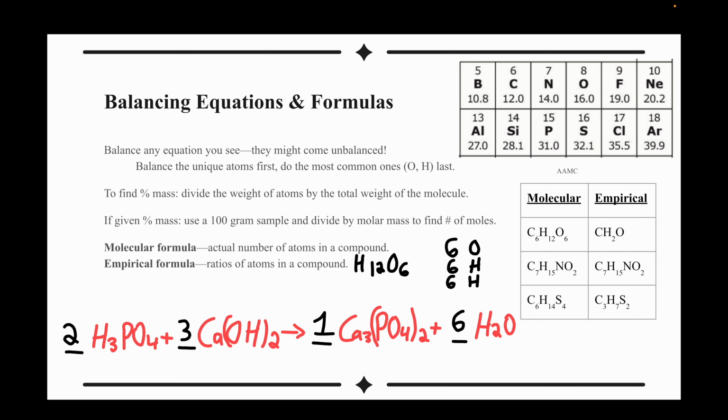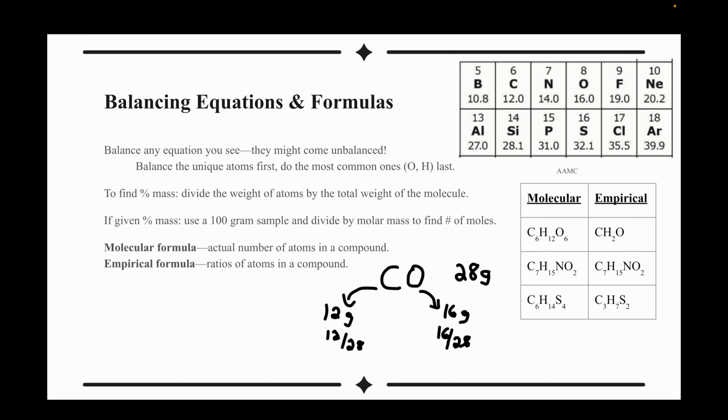Okay, next up, talking about percent mass. If you're asked to find percent mass, you need to divide the weight of atoms by the total weight of the molecule. Let me write out an example now. Okay, so let's say we have the molecule carbon monoxide here, and we're asked to find the percent mass of carbon and oxygen in this molecule. What we need to do is find the total weight of this molecule, which we can do by adding the weight of carbon, which is 12 grams per mole, we can see that here, and oxygen, which is 16 grams per mole, and we can see that here, and these both add up to 28 grams.